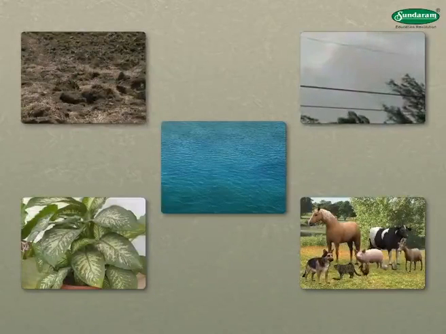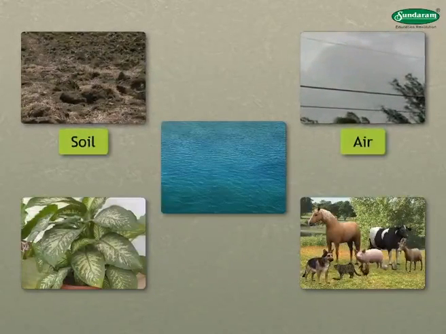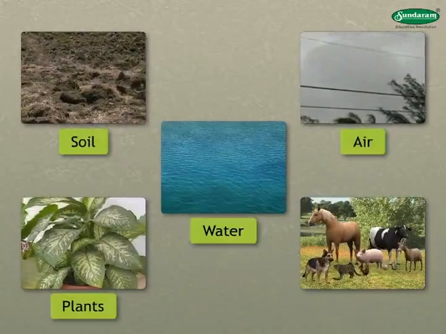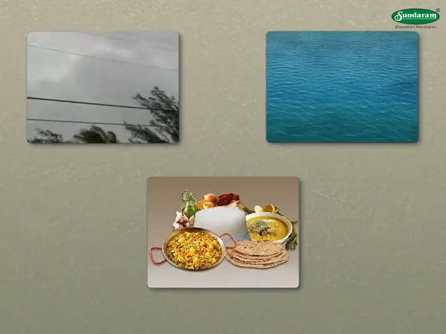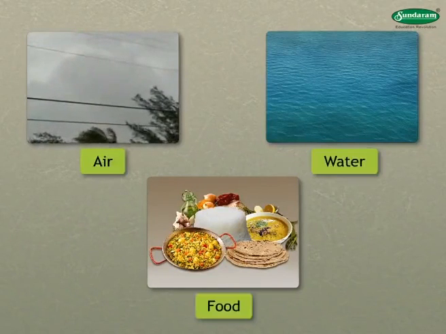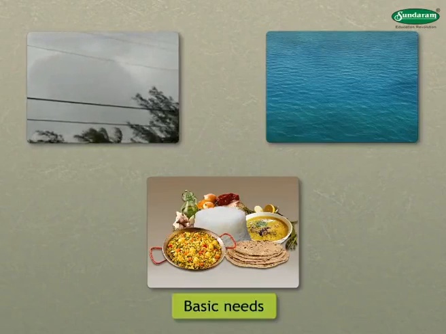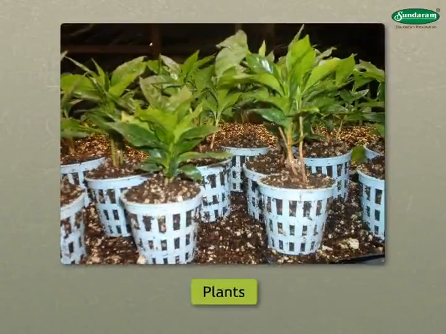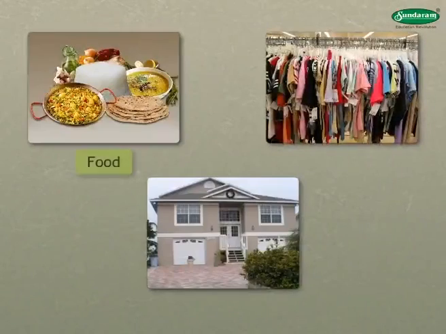We humans use soil, air, water, plants and animals for our needs. We cannot live without air, water and food. Hence, these are our basic needs. Plants are useful to us as we use them for food, clothes and shelter.